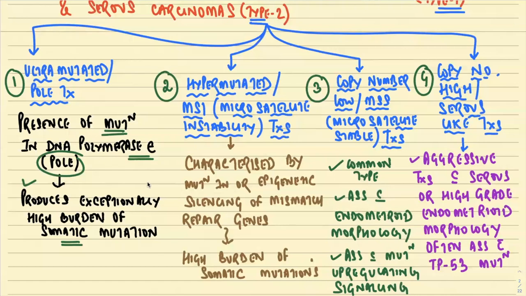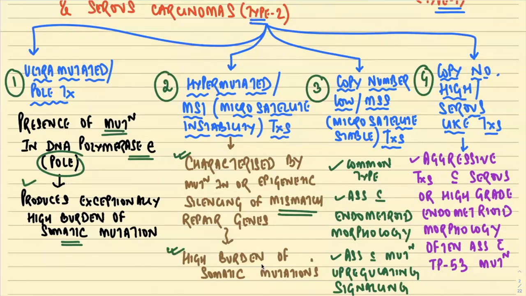The second is the hypermutated or the microsatellite unstable tumor. This is characterized by mutation in, or epigenetic silencing involving, the very important mismatch repair genes, and such tumors again have a very high burden of somatic mutation.